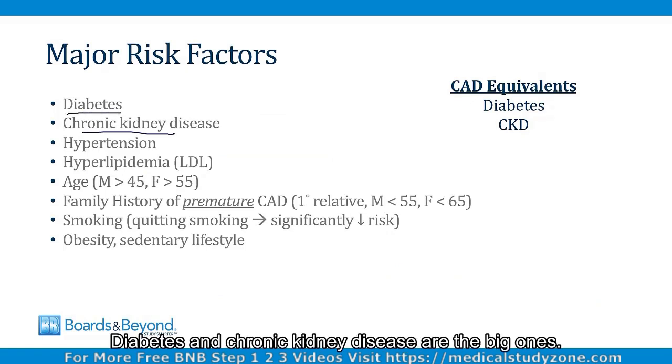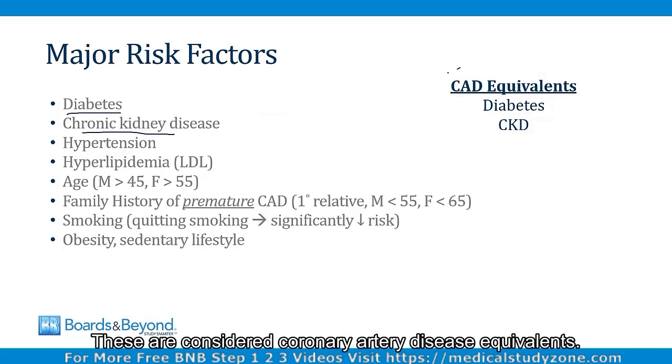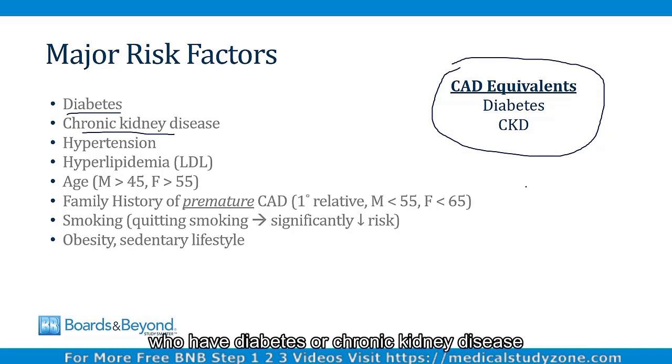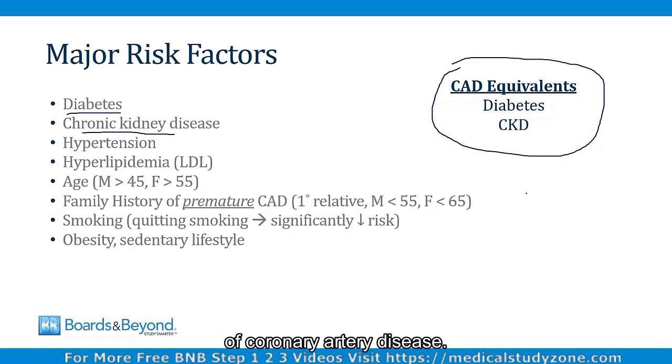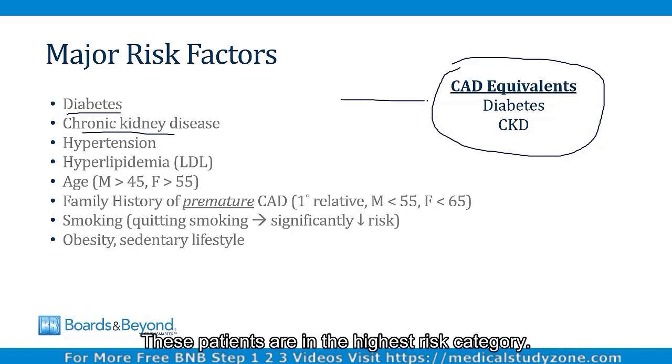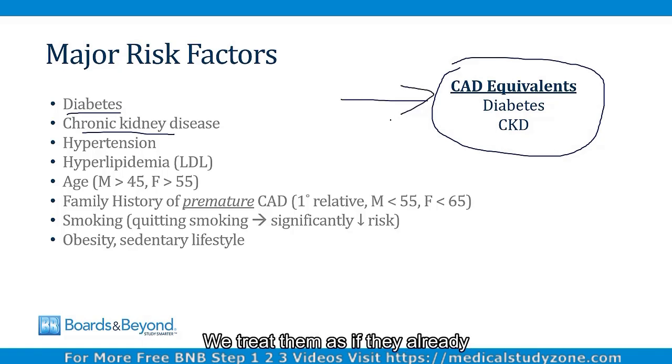Shown on this slide are the major risk factors for coronary disease. Diabetes and chronic kidney disease are the big ones. These are considered coronary artery disease equivalents. And what this means is that patients who have diabetes or chronic kidney disease have the same risk of having a myocardial infarction as someone who has a known history of coronary artery disease. These patients are in the highest risk category. We treat them as if they already have coronary artery disease.